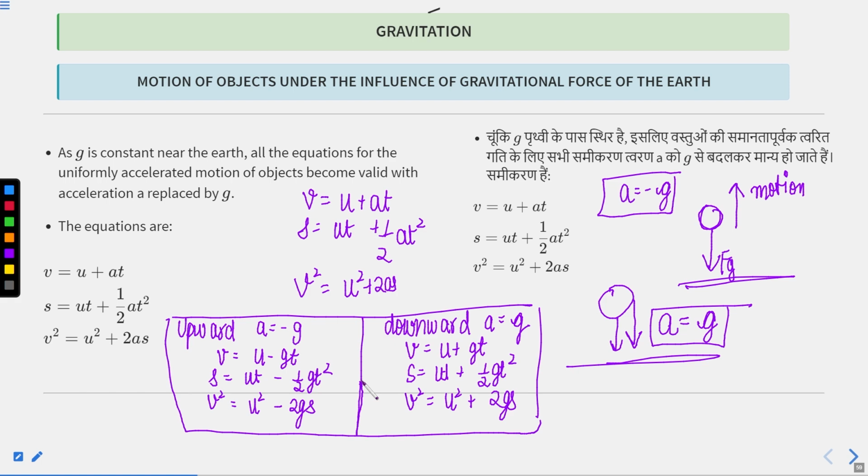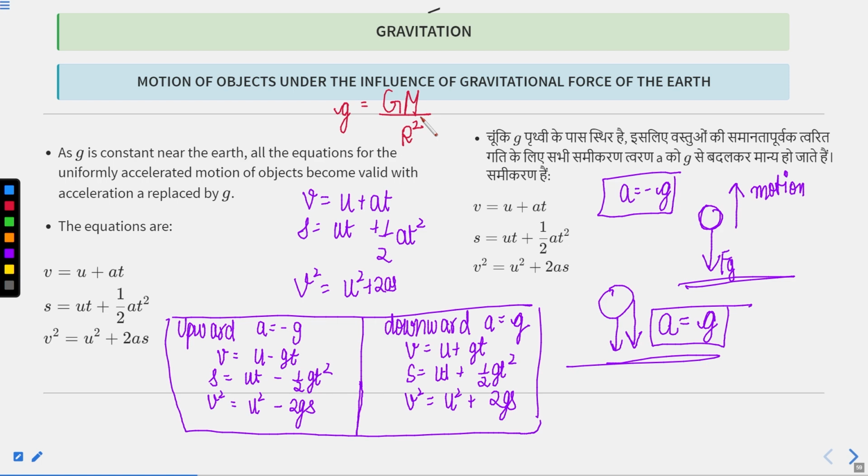When any object is falling under the influence of gravity, then that object has acceleration. And because that object has acceleration, it means the object's velocity is changing continuously. That acceleration is known as gravitational acceleration. We derived the formula of gravitational acceleration, which is small g equals capital G M divided by r square. This formula is independent of the mass of the object.